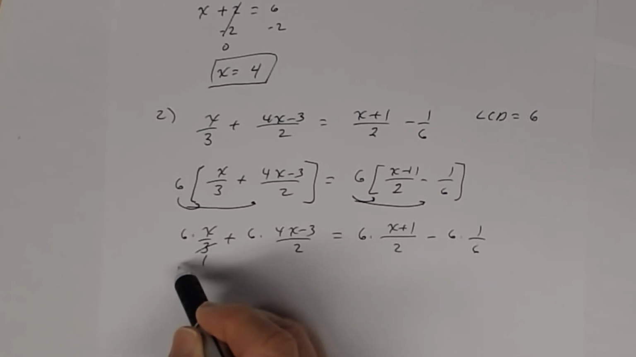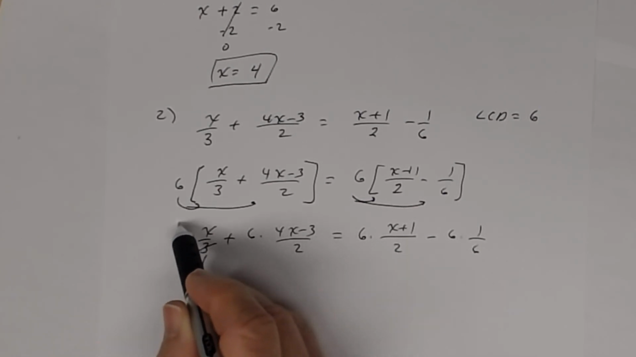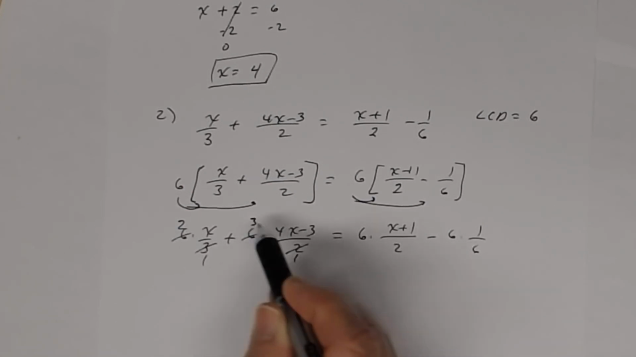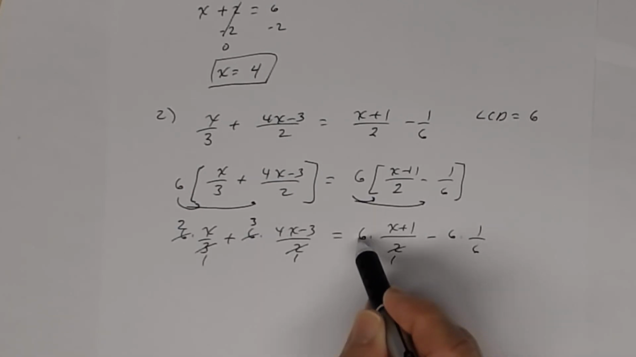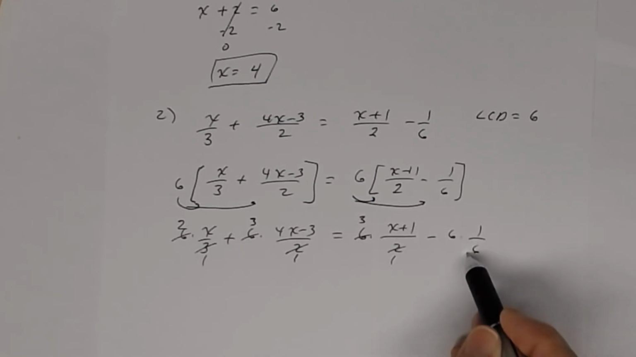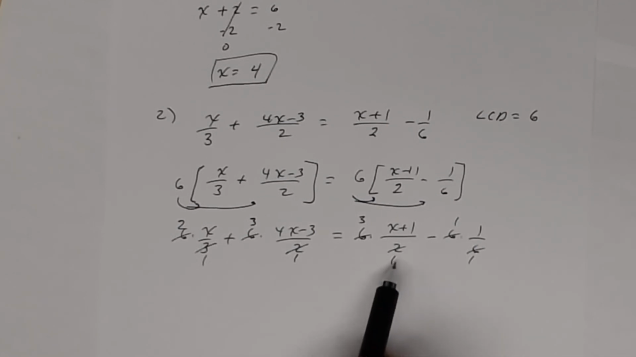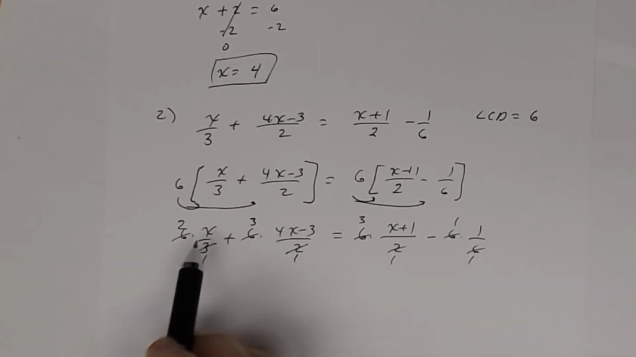3 divided by 3 is 1. 3 into 6 is 2. 2 into 2 is 1. 2 into 6 is 3. 2 into 2 is 1. 2 into 6 is 3. 6 into 6 is 1. 6 into 6 is 1. So notice 1, 1, 1, 1. And now what we have is this.